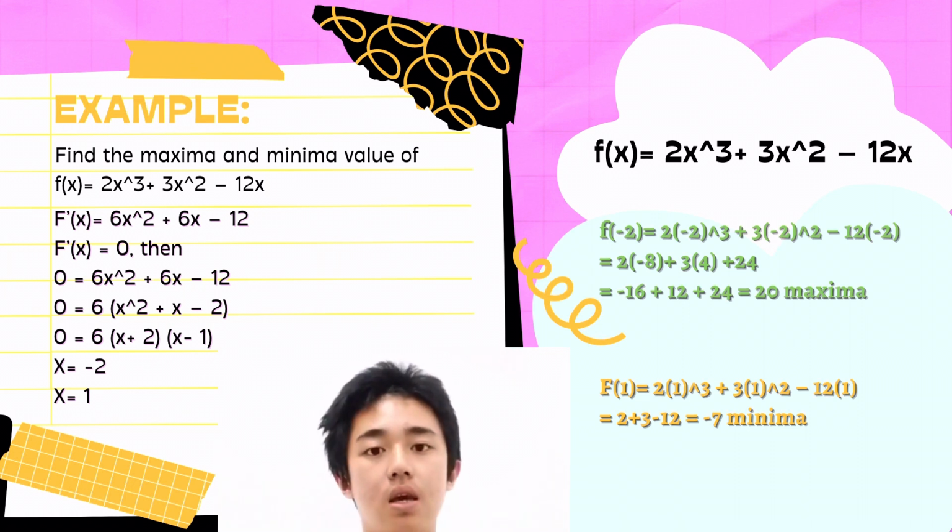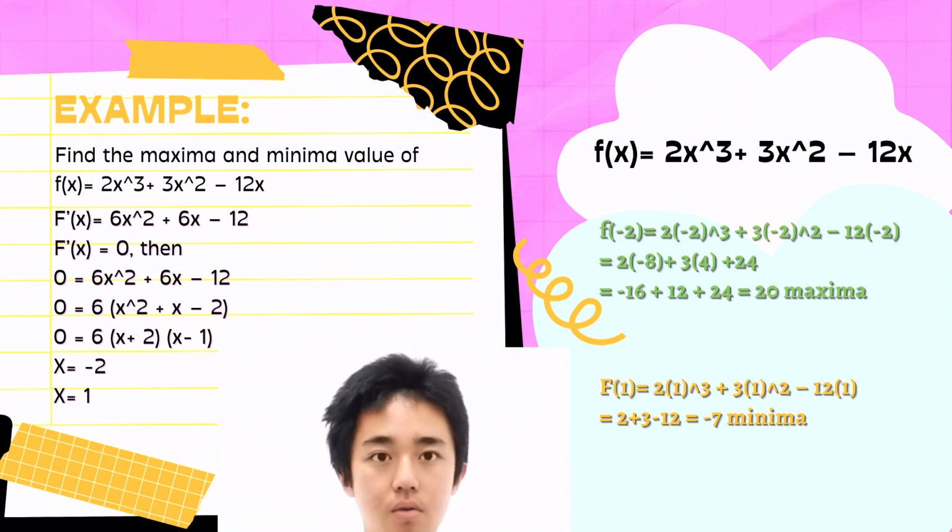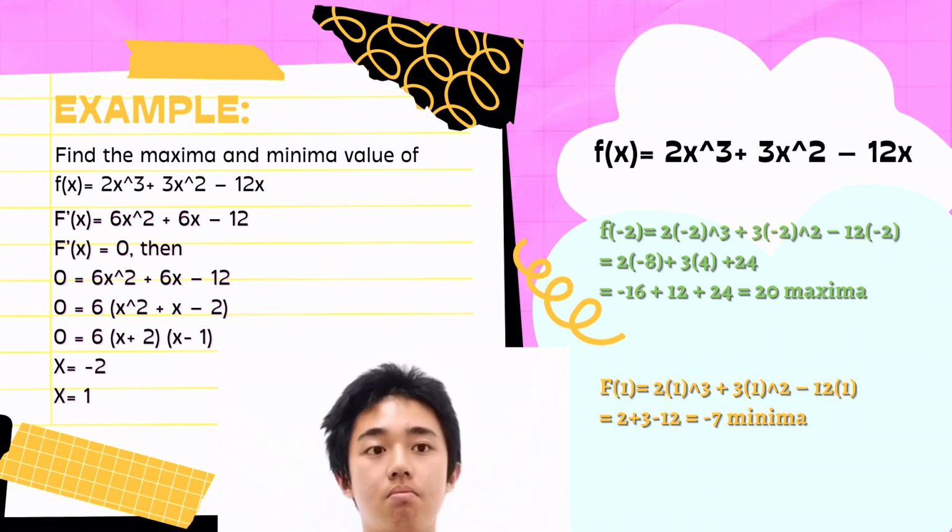After that, we can do a little more factorizing in x squared plus x minus 2. We focus on the brackets, and this gives us (x plus 2)(x minus 1). When we set it equal to 0, x equals negative 2 and x equals 1. So remember, if bigger than 0 means minima, and if smaller than 0 means maxima.